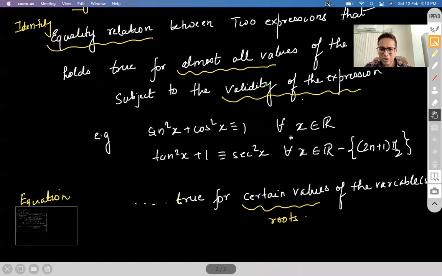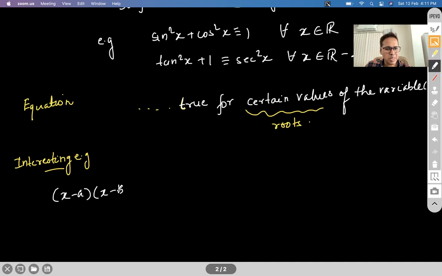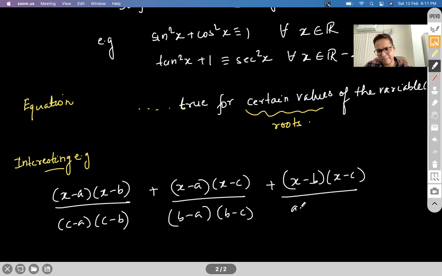Okay. So when I talk about an equation, let's say I give you a very surprising equation. Please consider this interesting example. Let me give you an equation: (x minus a)(x minus b) by (c minus a)(c minus b), plus (x minus a)(x minus c) by (b minus a)(b minus c), plus (x minus b)(x minus c) by (a minus b)(a minus c), equal to, let's say, 1. Or let's say minus 1 equal to 0.